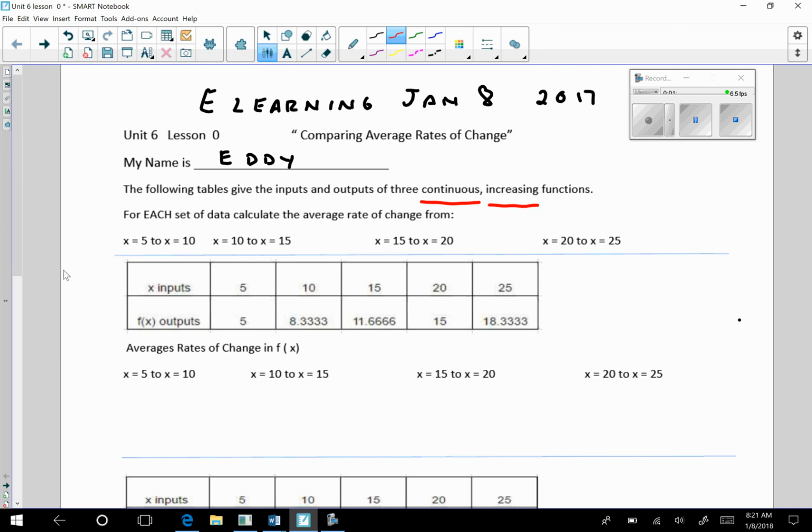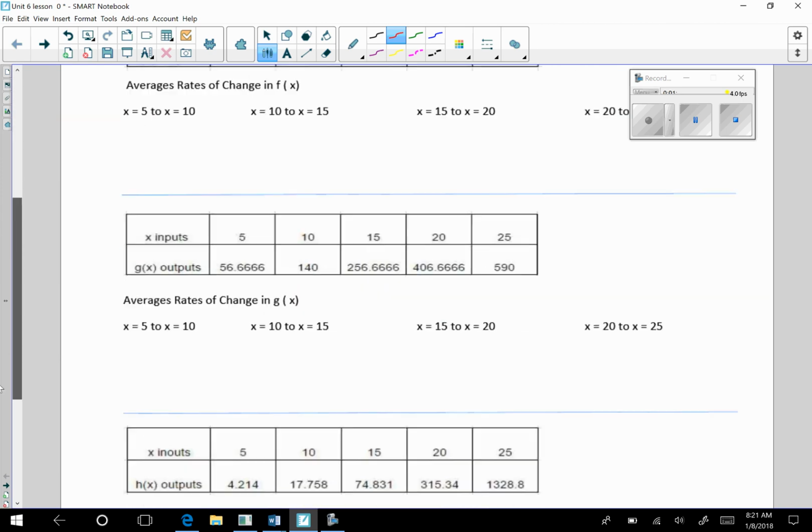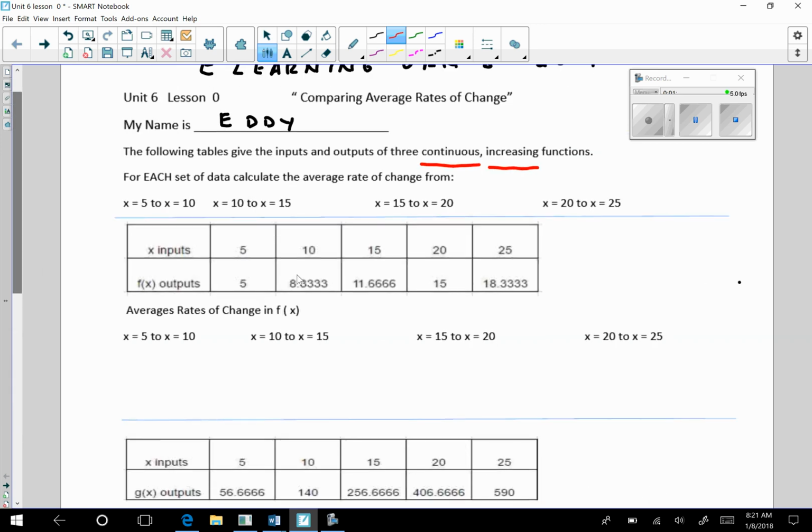I have the first set of data, which we're going to call f of x outputs, the second set g of x outputs, and the third set h of x outputs. And I'm just going to get you started here. This is just some basic arithmetic. If I want the average rate of change from x equals 5 to 10 in f, I'm going to look at the output of 10. This is simply the slope of the secant line.